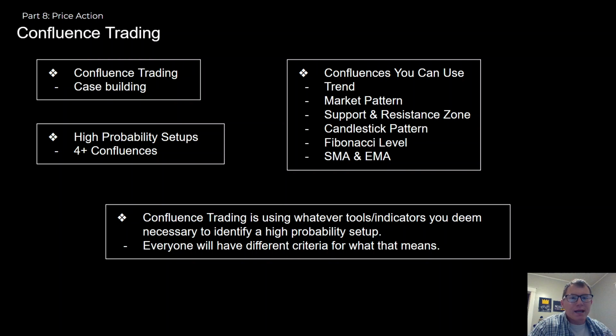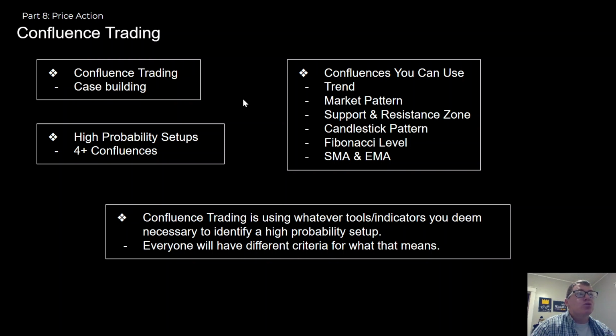What makes a trade a high probability setup? I believe that these high probability setups have at least 4 confluences, but the more the better. Like I said, you're just building a case as to why this trade has a very good chance of doing what you expect it to do.